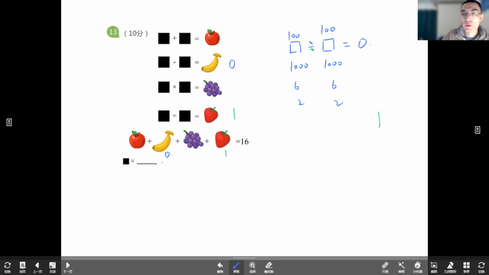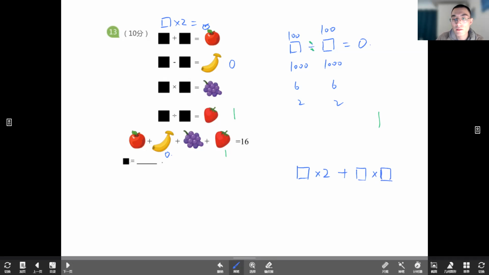Square plus square, 2 identical numbers added together, is equivalent to square times 2. So the apple is square times 2. And for the grape, we have square times square. So apple plus grape equals square times 2 plus square times square.